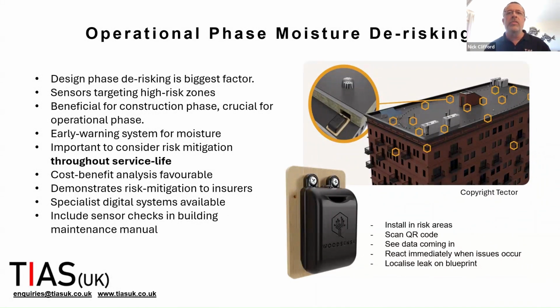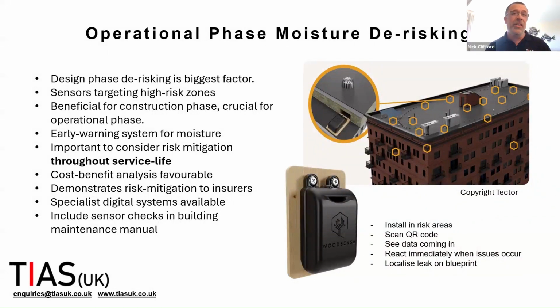If considered early on, people are aware of sensors, but they seem to get value engineered out or just not included. People don't give enough consideration to operational phase de-risking. Insurers are picking up on that, and a good way of demonstrating that you de-risk the building moisture-wise to insurers is to include digital sensors. You should go and speak to the specialists about what their systems can provide to you.